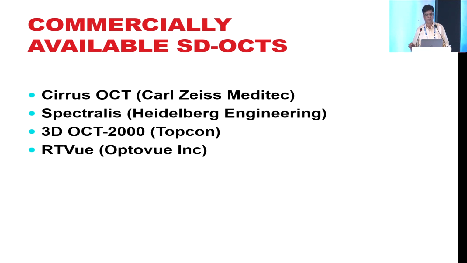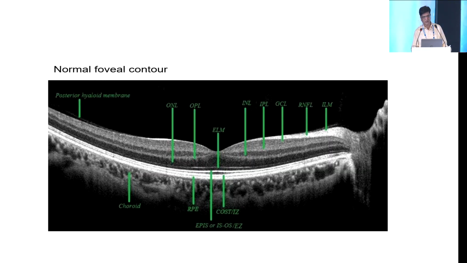Of course, many more companies have come up now: the Cirrus OCT from Carl Zeiss, Spectralis from Heidelberg, 3D OCT from Topcon, RTVue, and OptoVue. Some Korean companies have also come up, and Indian companies are also coming up with this machine. This is just a routine picture that you see on OCT, with different layers. You can really discern and understand what's going on with the patient.